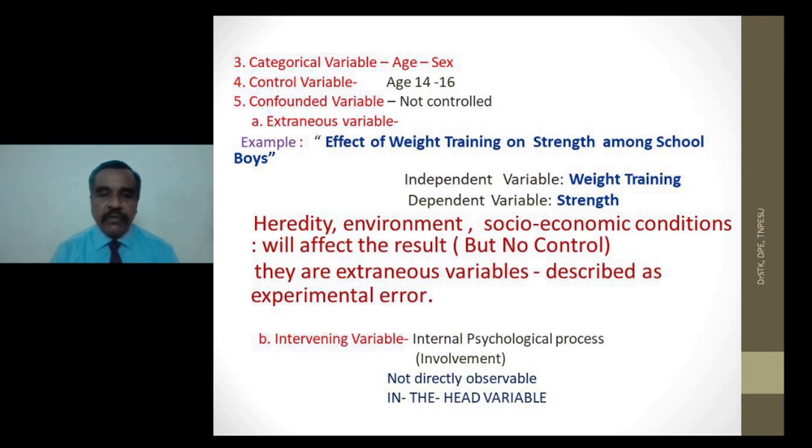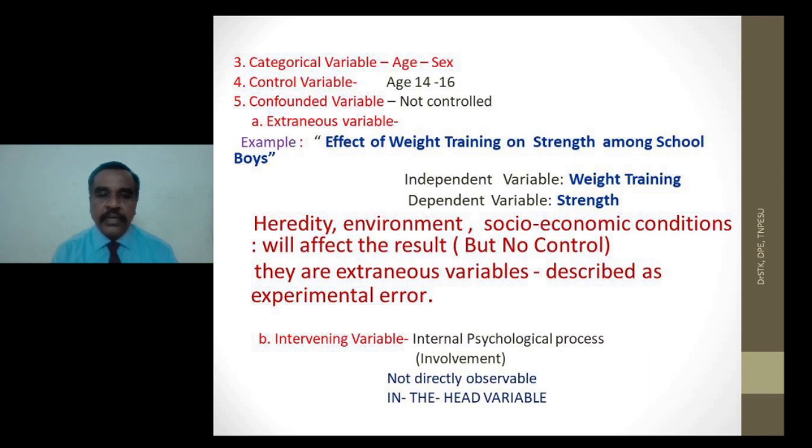Control variables, where the researcher is having a control over the subjects. Say for example, the age of the subjects were 14 to 16 years. Confounded variables, where the researcher is having no control. They are called as confounded variables. The confounded variables are classified into two types. One is extraneous variables, another one is intervening variables.